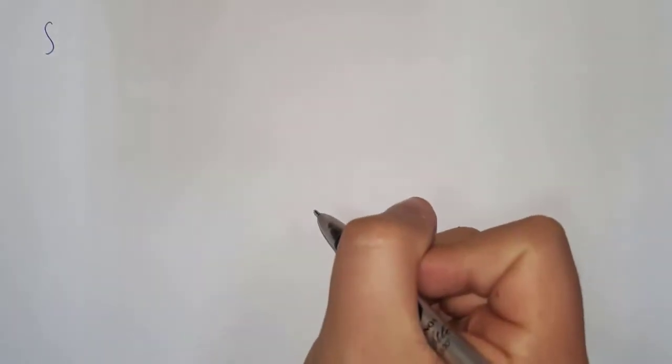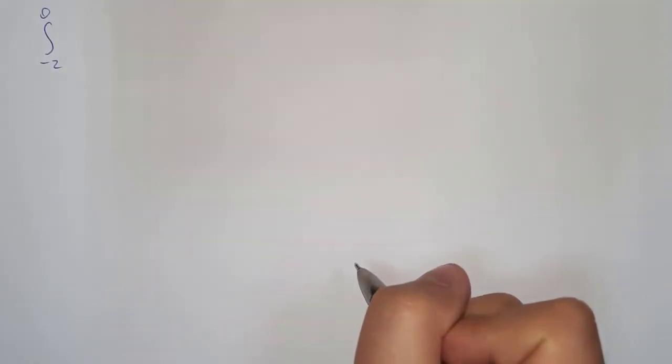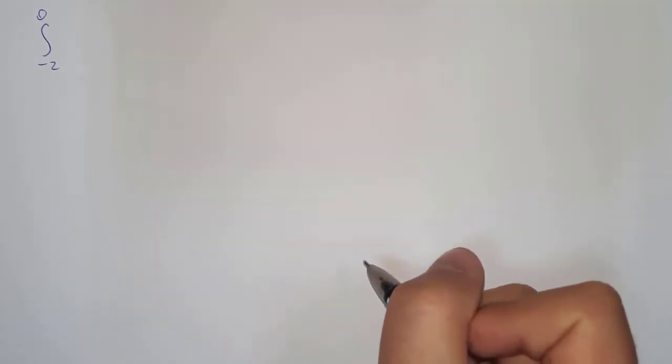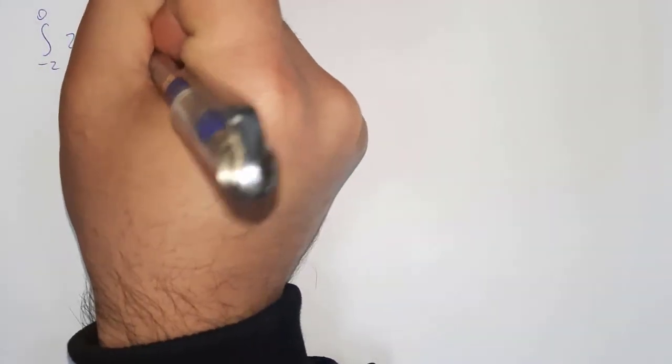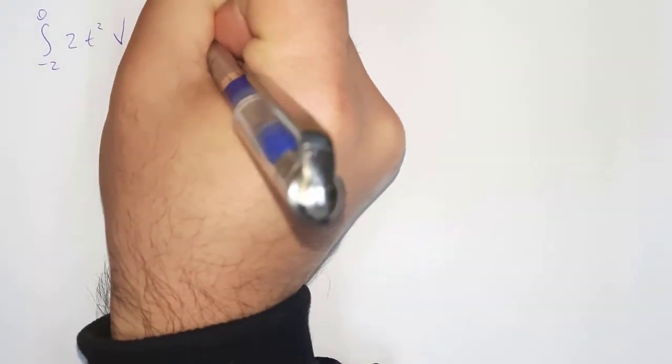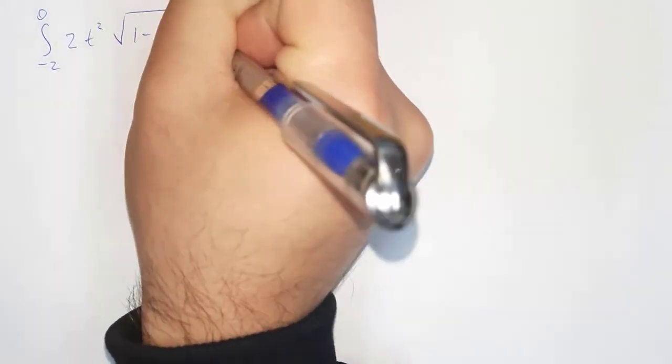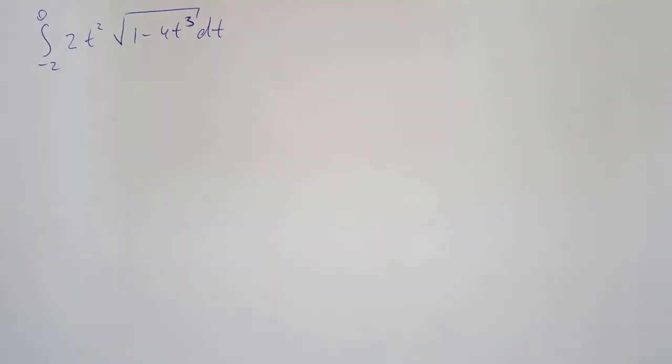And now let's consider one example using the substitution rule. So find the integral from minus 2 to 0 of 2t squared times 1 minus 4t cubed dt. Okay, let's try to find this integral.